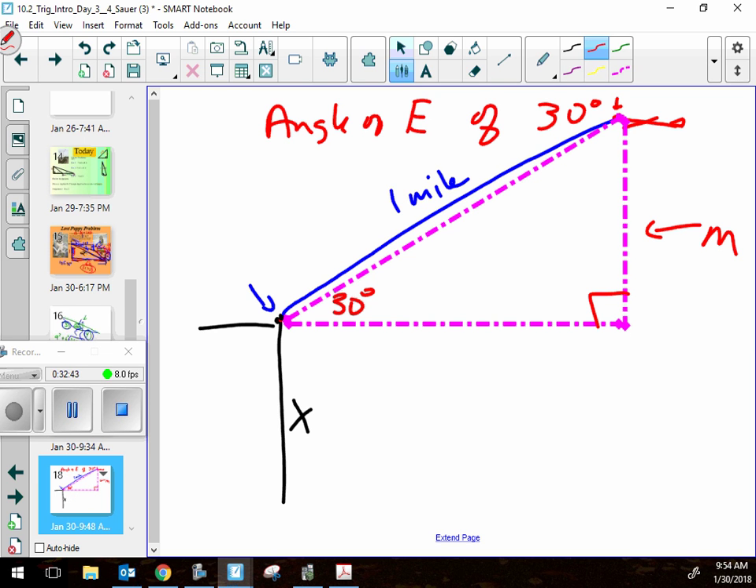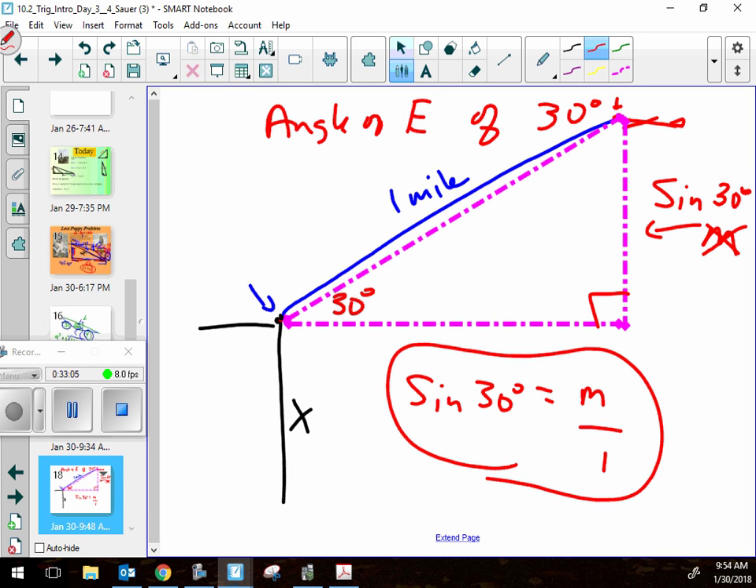Dang it. It's sine of 30 is m over what? 1. So apparently m is sine of 30. Isn't that weird? So you could write this is sine of 30, because of this equation right here, because m divided by 1 is m, right? And therefore, what's your answer?